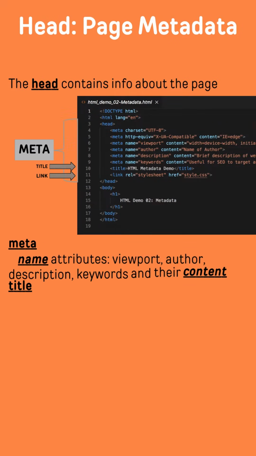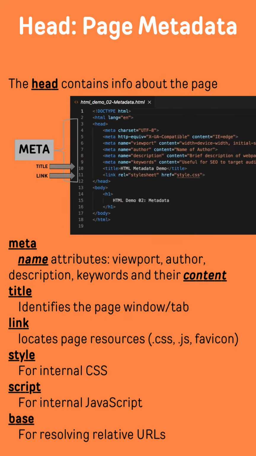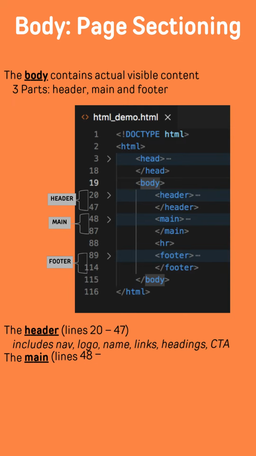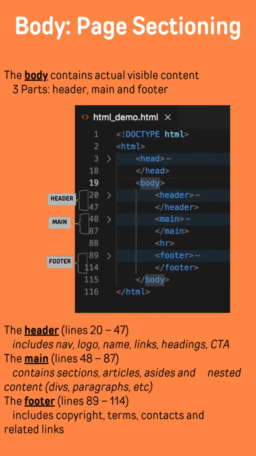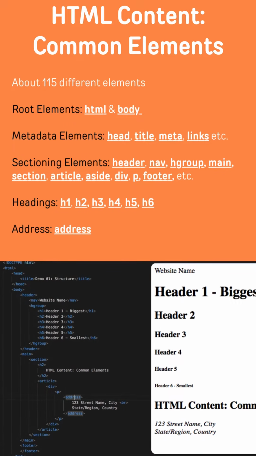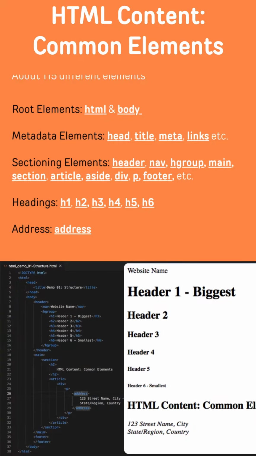element. The head element contains information about the page, also known as metadata, while the body contains the actual visible content and can be grouped into header, main, and footer elements. There are over 100 HTML elements. Common ones include the root, meta, section elements, as well as headings.